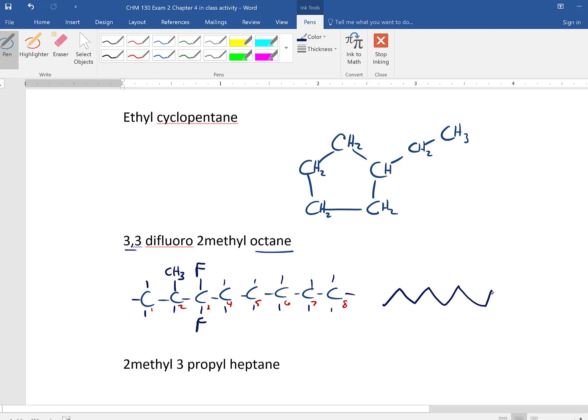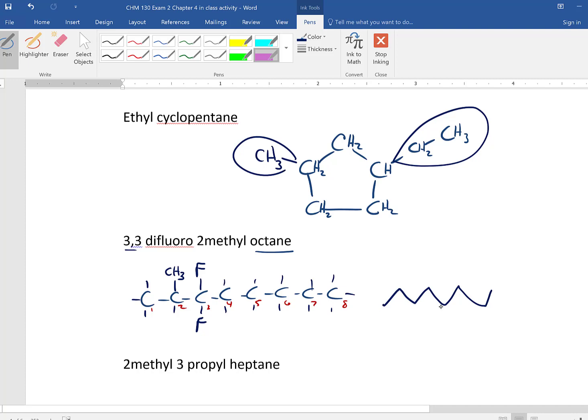Why is that CH3? It's a methyl, right? Remember, it's a single carbon. CH3 is the single carbon group methyl. Where see how this one is a CH2 CH3? That's an ethyl. So if it was this, that's a methyl. Okay, so just the difference between the two.